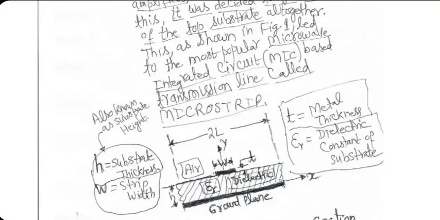Materials that we were using for strip line are equally applicable here also. FR4, Rogers materials, alumina, gallium arsenide, all those are used for microstrip also. In fact, they are used for all MICs.